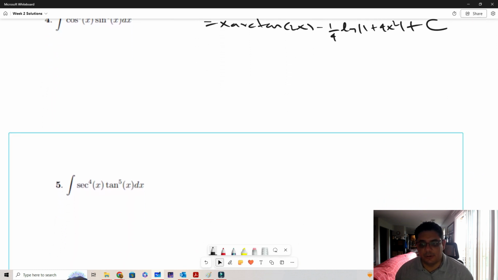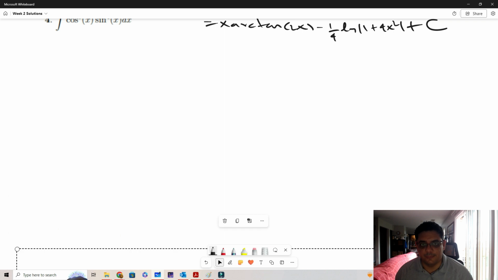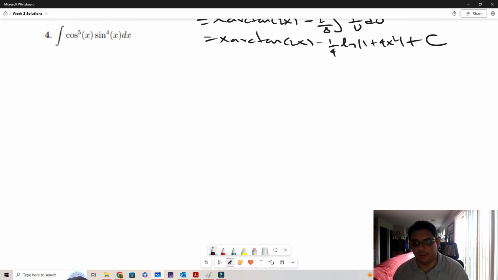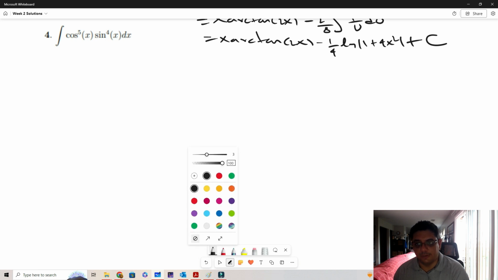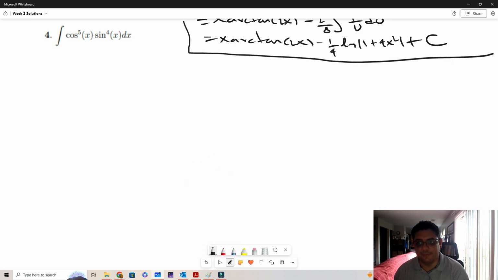So now for question 4, I have the integral of cosine to the 5 times sine to the 4, the multiplication of those. And so for the integration of this, it's not going to be easy to do by parts, so I'm going to use a trigonometric integral strategy. And so what I'm going to do is, well, it would be nice if I can do substitution. So for example, if I could do u equals sine, then the du will be cosine, right?